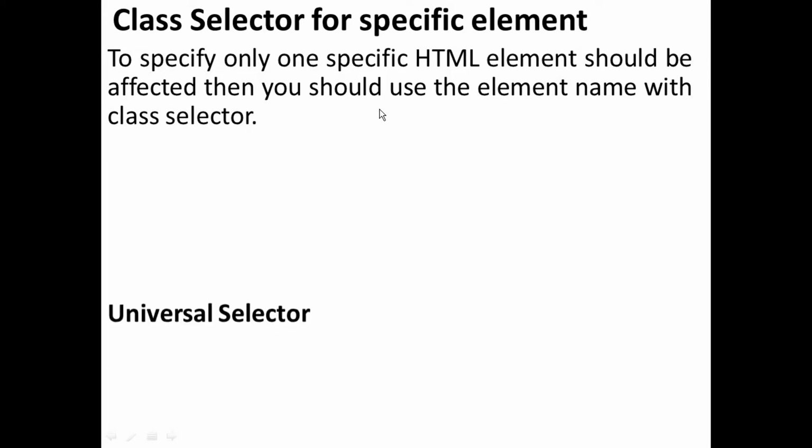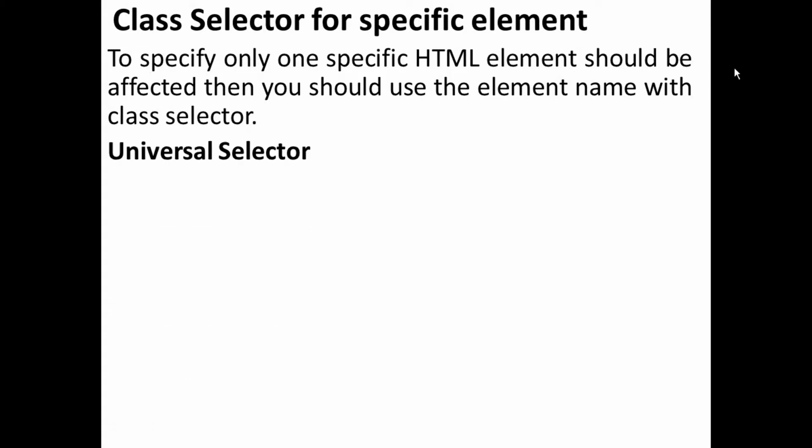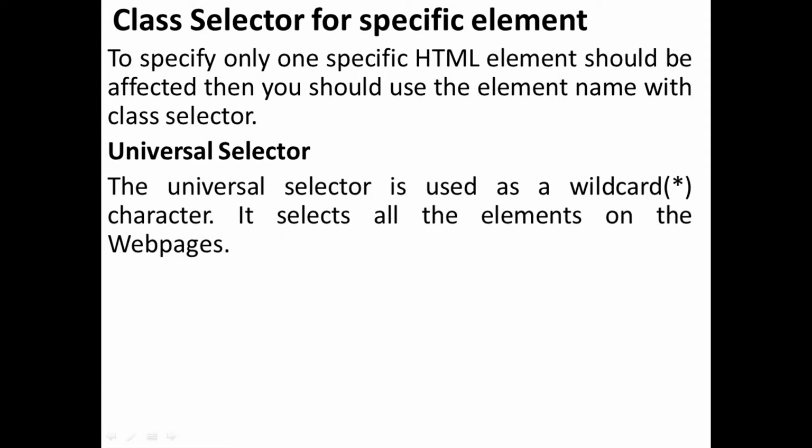The next part is the universal selector. Let's see what the universal selector is. Basically we use the wildcard, the star or asterisk character. The universal selector is used as a wildcard, the star character. It selects all the elements on the web page. For this, just see the example.